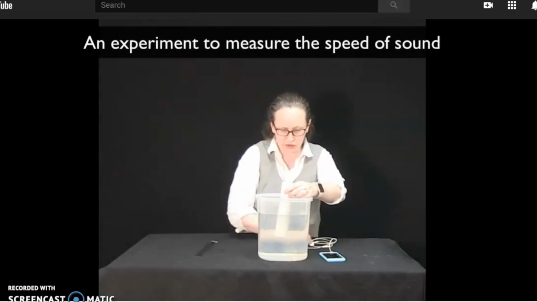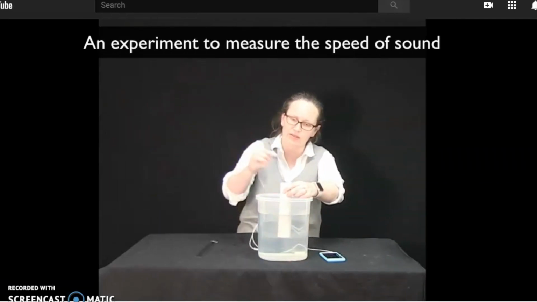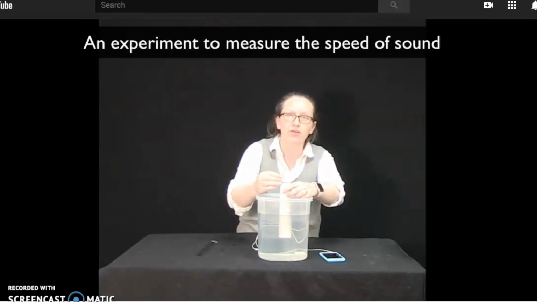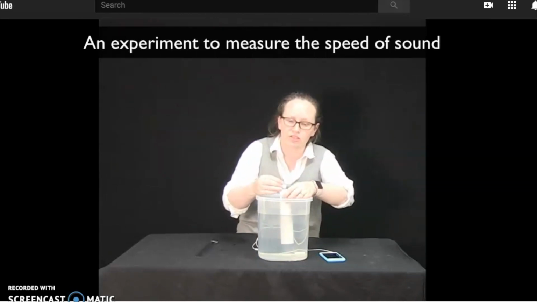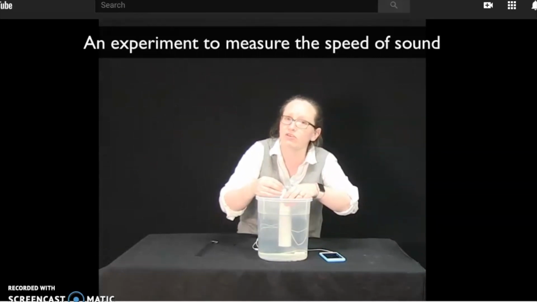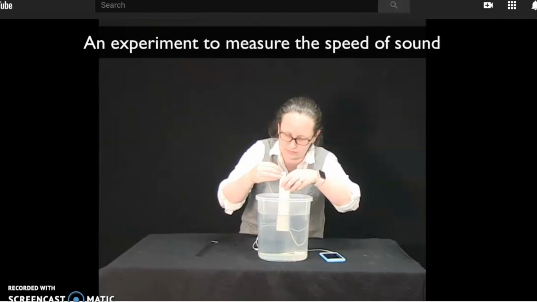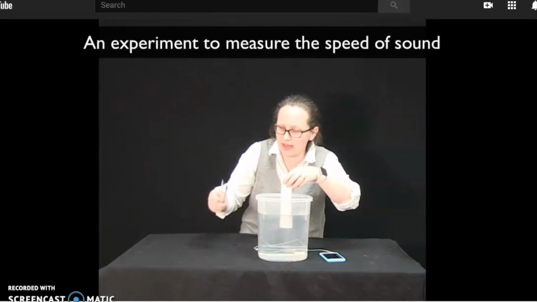Do play your note through your earphones. I'm playing around about 600 hertz at the moment. Hold the earphone over the top of the tube and then slowly pull it up and listen really carefully for when you hear a maximum in the intensity of the sound. So I estimate that that's my maximum. So at that point, I measure the length of the tube.